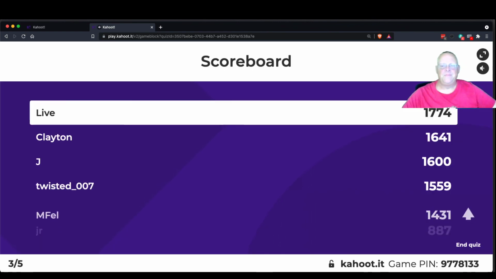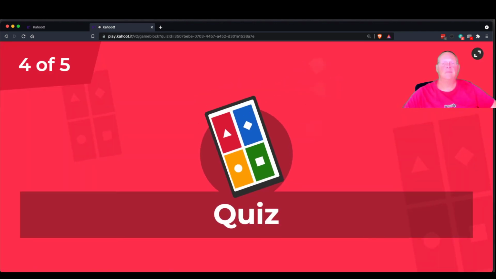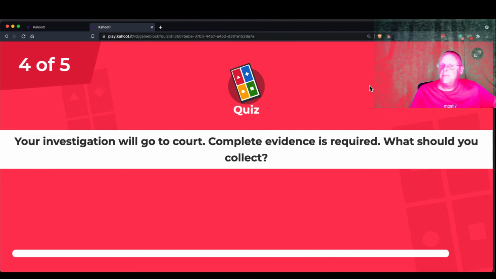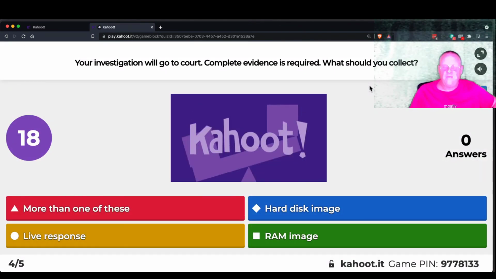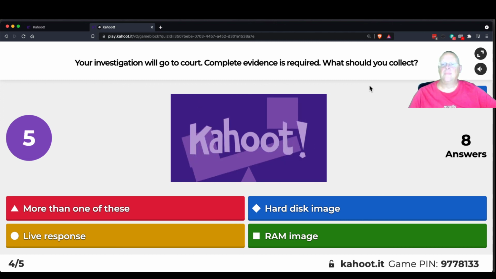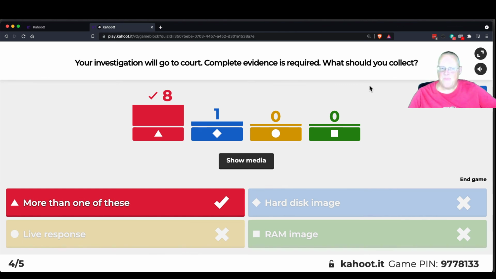All right. So your investigation is going to go to court and you need complete evidence. So now what should you collect? Yep, you should do all of this. Hard disk image and RAM image anyway, and live response wouldn't hurt either, to get the complete data. Just record it all. All right.